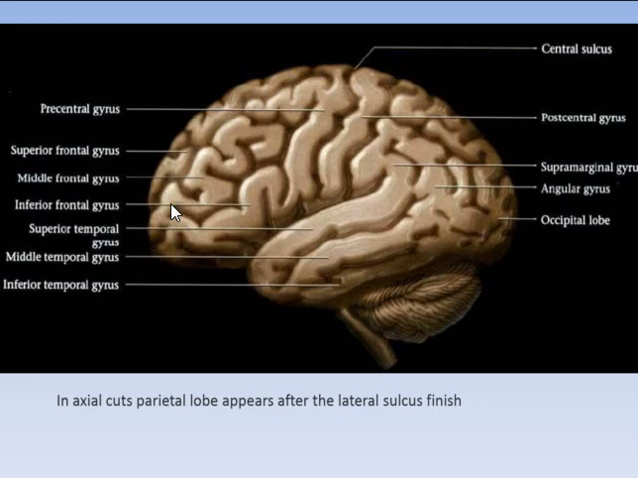Here we have the superior lateral surface of the hemisphere. We have the central sulcus, anterior to it the frontal lobe, and posterior to it is the parietal lobe. And the lateral sulcus, the temporal lobe is inferior to it, and the frontal lobe is superior to it. The frontal and temporal lobe, each of them divided into the superior, middle, inferior gyri. The most posterior part is the occipital lobe.